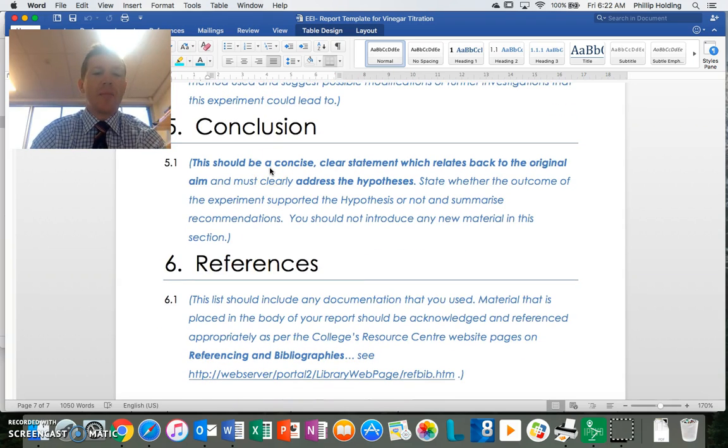And finally, you need to write a conclusion. Results of the experiment showed that, and then state what you find. Doesn't have to be huge. You should refer back to your aim and hypothesis and conclude there.